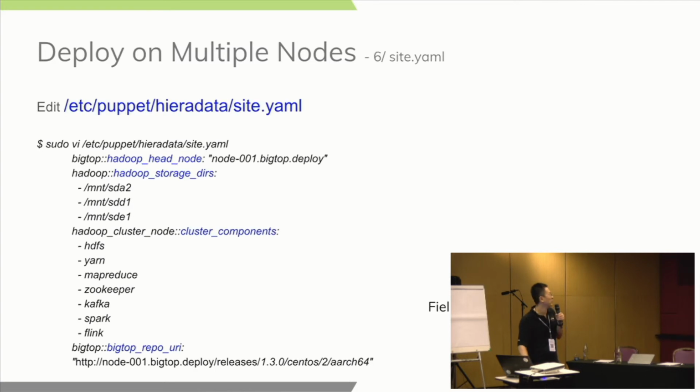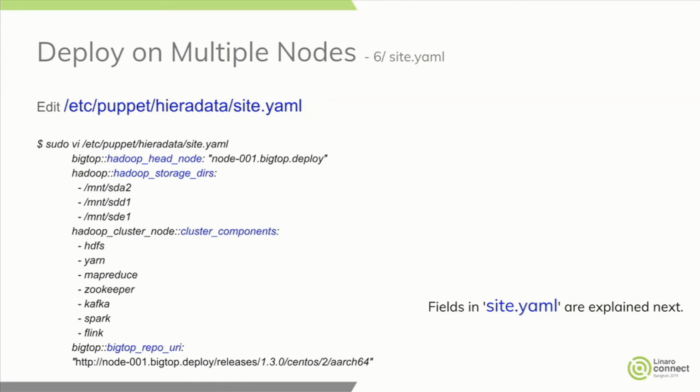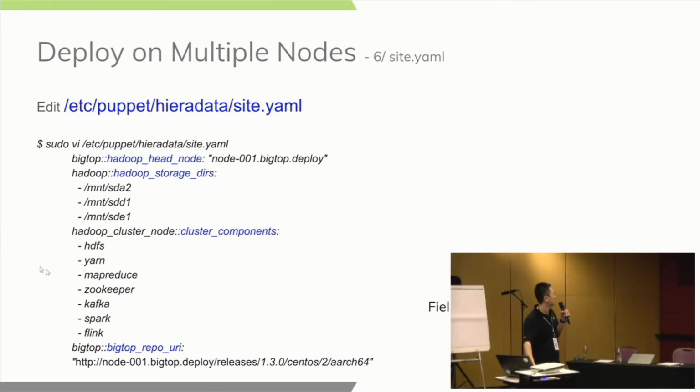The site YAML file is also located in etc puppet. So here is what will make each node different. You edit the site YAML file for each of your machines and give them the required values. I will explain them a little bit.